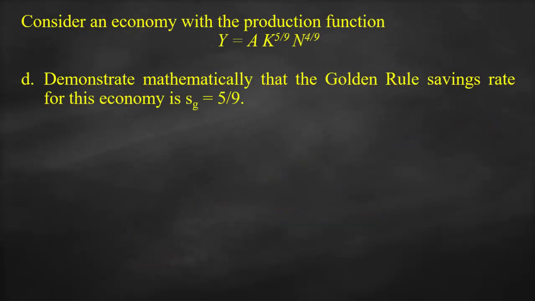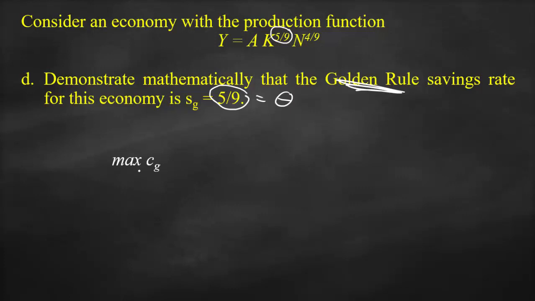Then, the next part of the question is to demonstrate mathematically that the golden rule saving rate for this economy is equal to 5/9. So if you check here in our production function, this 5/9 refers to what? It's the power of k, which means this is equivalent to our theta. So what do we mean by the golden rule? Our golden rule refers to we need to maximize our consumption. And that's why we write it as CG. G refers to the golden rule, which means the maximum consumption.